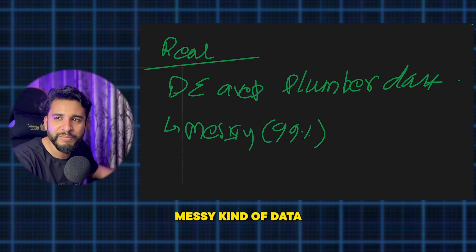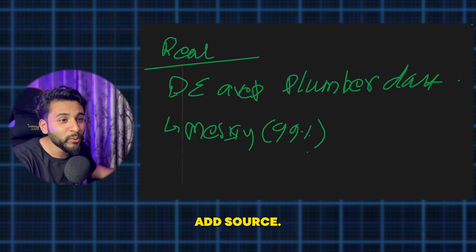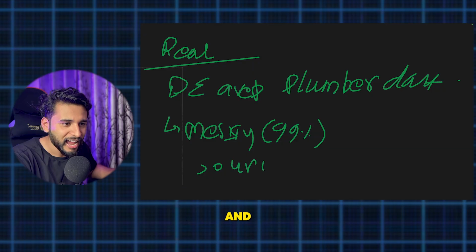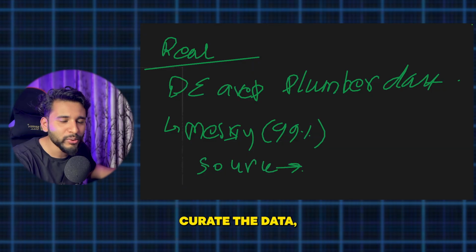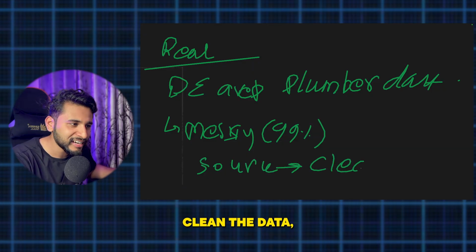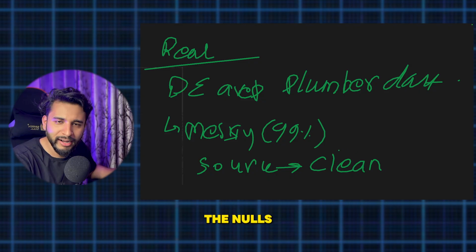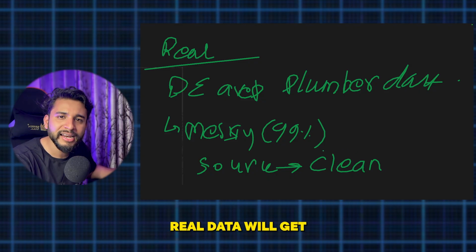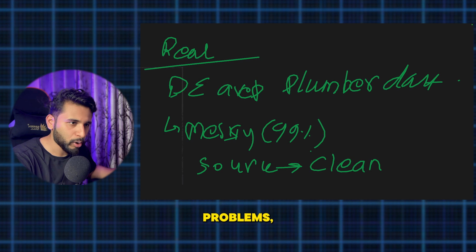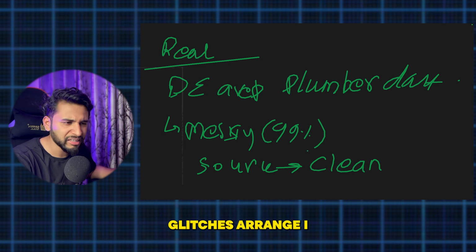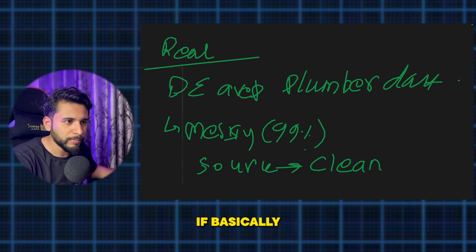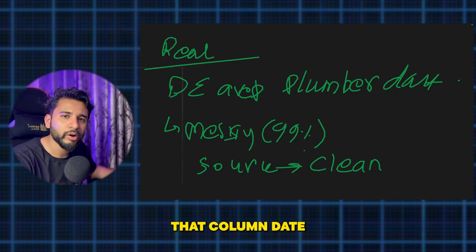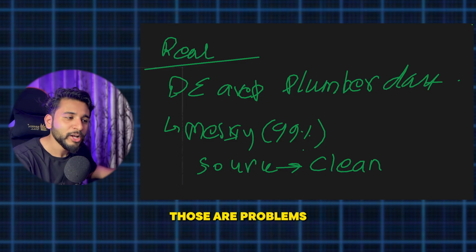That is the first requirement. Messy data is there. This is your source, and from this source you need to curate the data, take the data, clean the data. Clean means just remove the nulls and all, because real data will have nulls, will have problems, will have anomalies, meaning wrong things will be there. If a phone number is required in that column and date data is there, all those problems will be there.